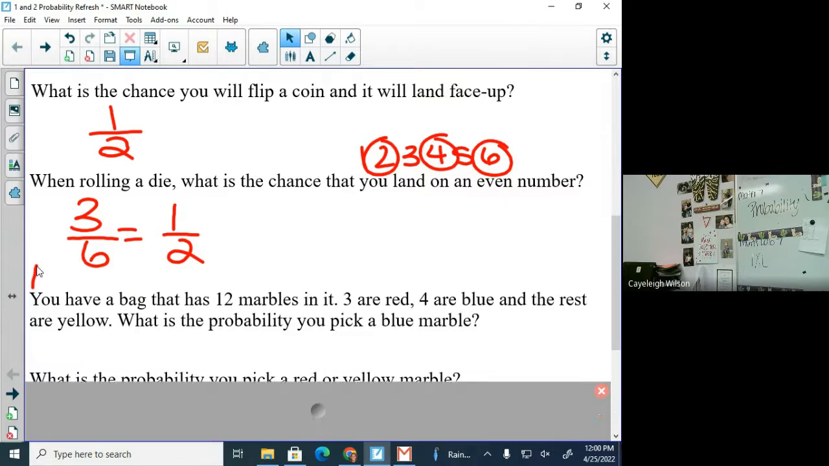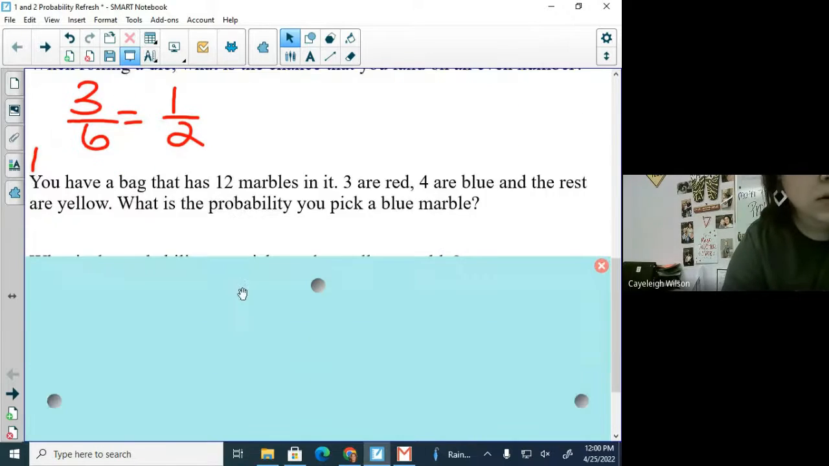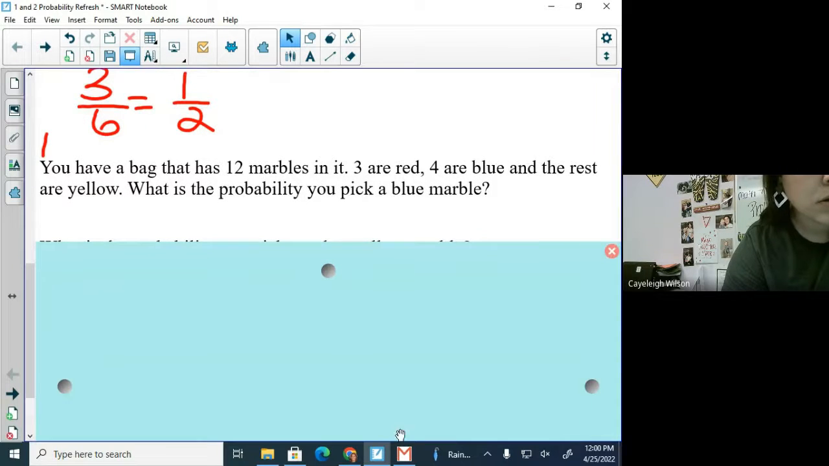All right, I'm gonna let you all try this one. I'll move it up some. I'm gonna reduce if you can. So think about how many total things you have. Then think about how many of the whatever it's asking for you have.